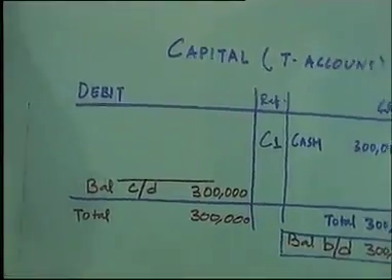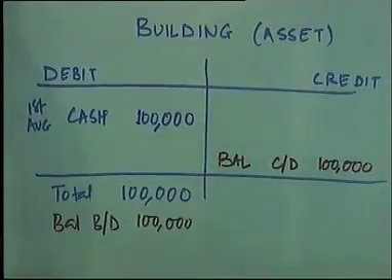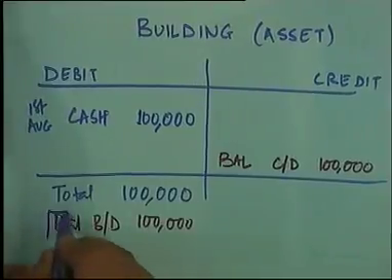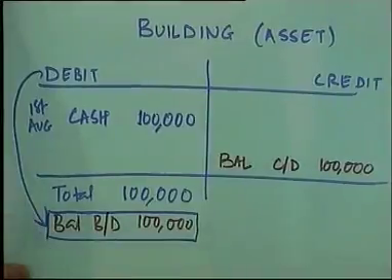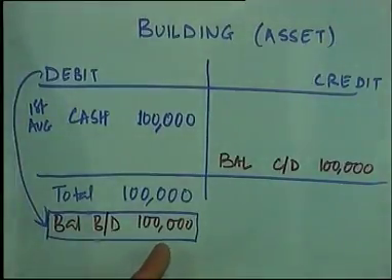Now if you look at the building part, the balance brought down value is under debit side. So in the initial trial balance, under building, it will go under debit side. This is how the process has been completed and the initial trial balance prepared.